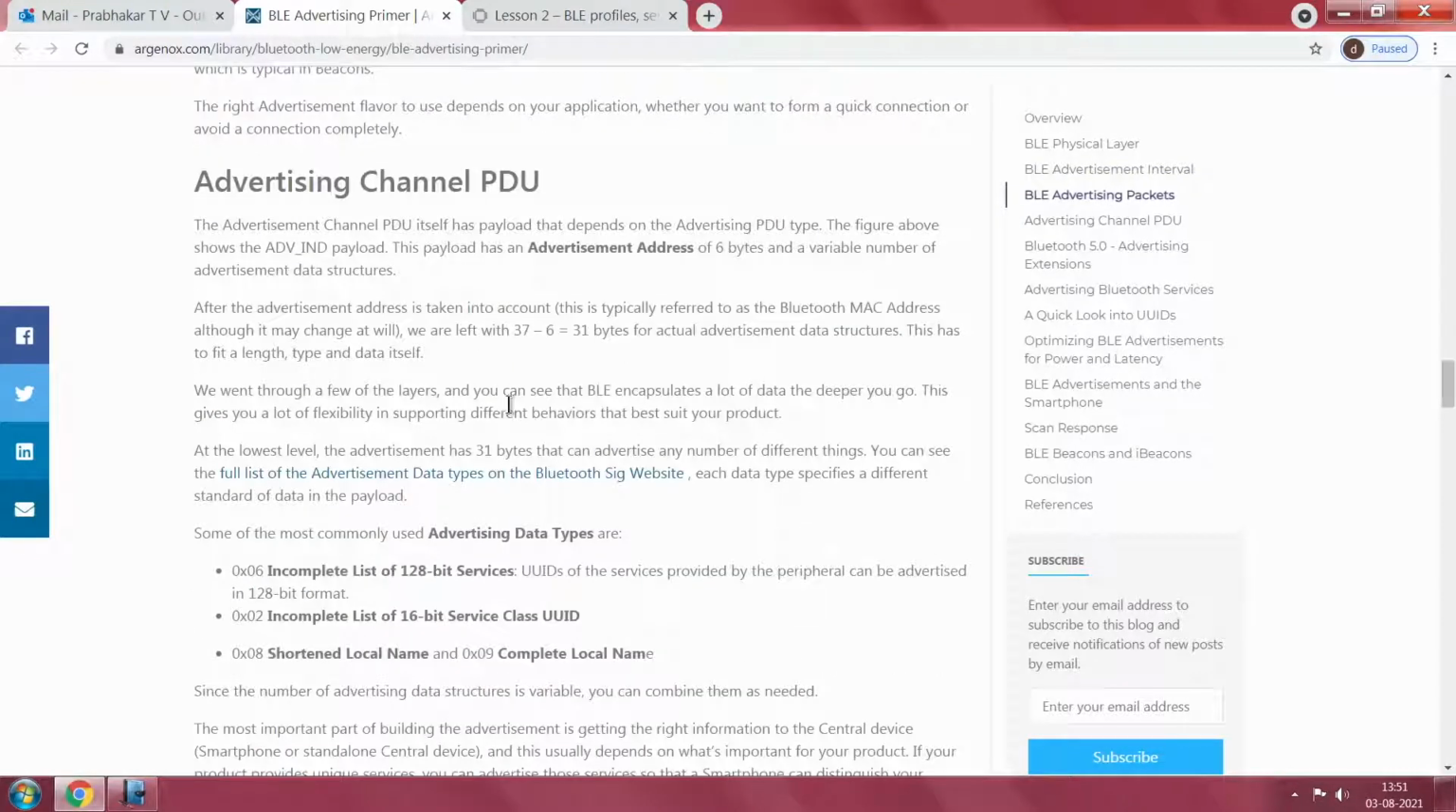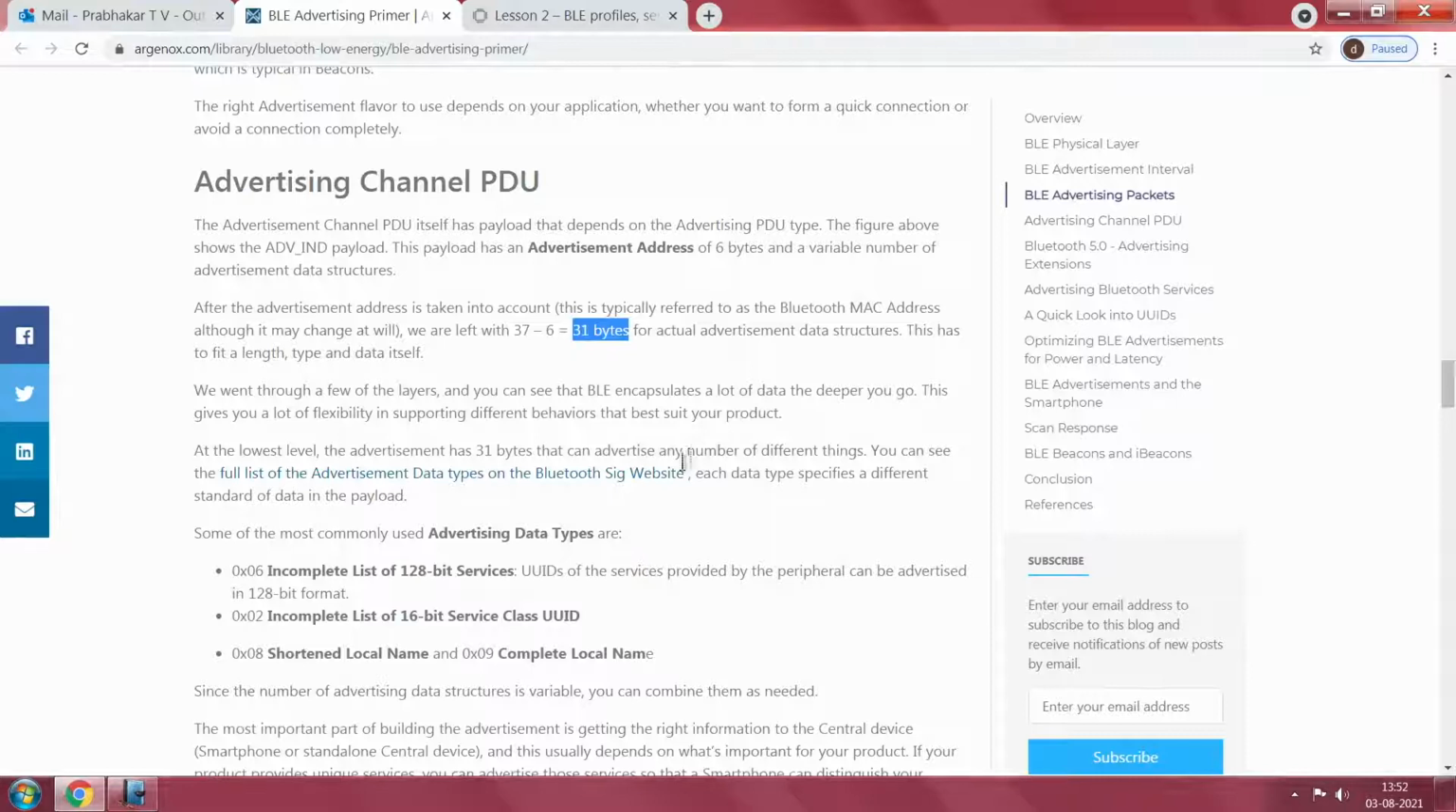Then the article talks about what is the size of the advertising channel PDU. Now see, the advertisement address itself is 6 bytes and there is a variable number of advertisement data structures. Now what he wants you to do is, he says after the advertisement address is taken into account, you basically have 37 bytes. Out of that 6 bytes go away for advertisement address, which leaves you with 31 bytes. Now what can you do with these 31 bytes?